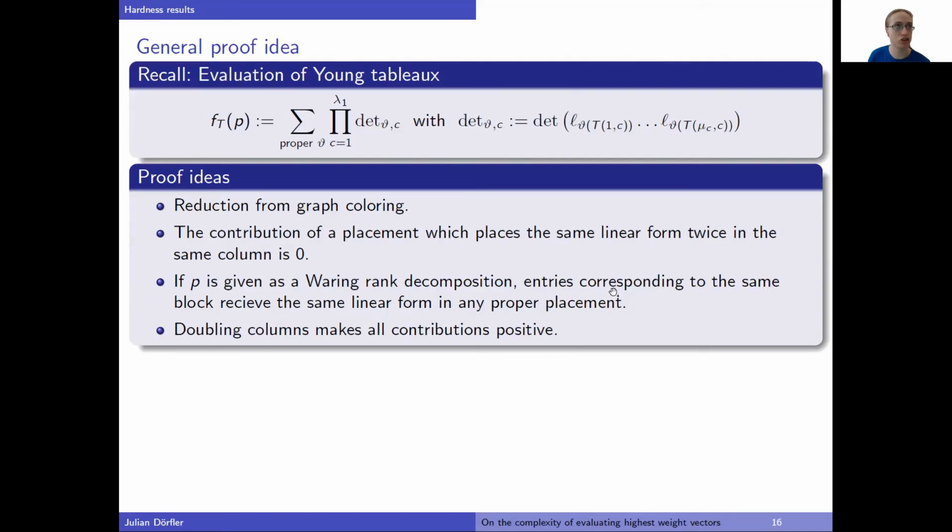In Waring rank decomposition also, we notice that entries corresponding to the same block receive the same linear form in any proper placement. And if we double columns, we make all contributions positive by squaring the determinants, so that we always have a positive contribution for each term and there are no cancellations.